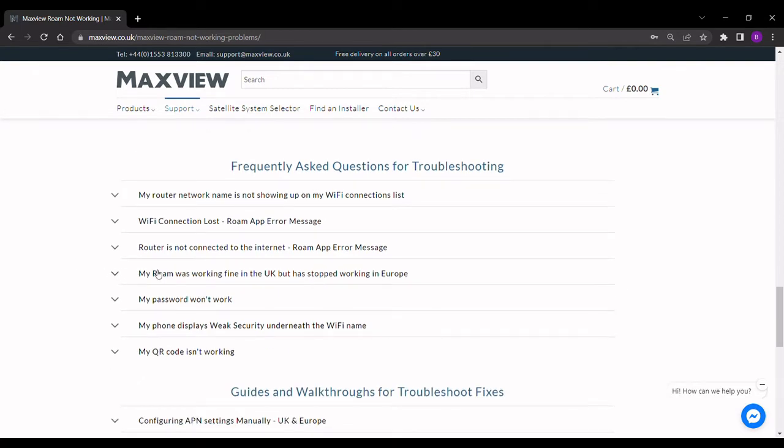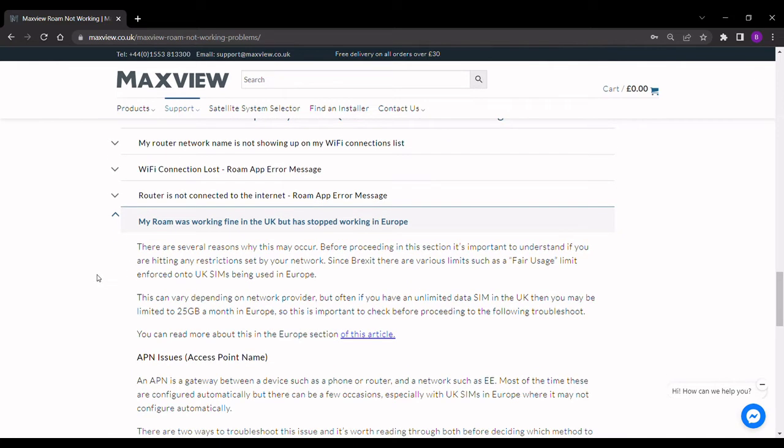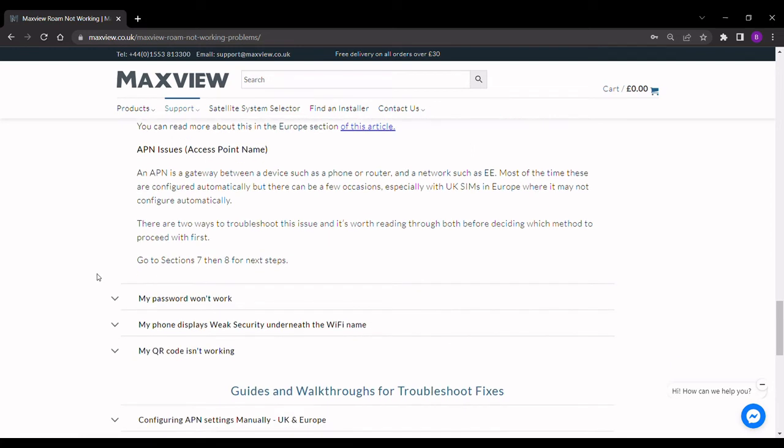If you are still having issues, you can send us an email at support@maxview.co.uk or call us on 01553 811 000. Opening hours are below.